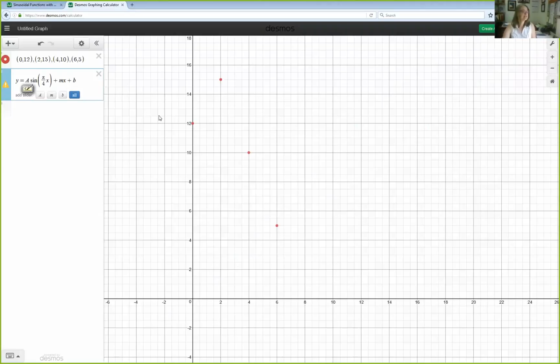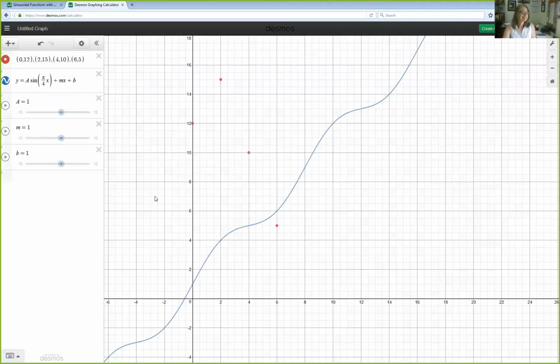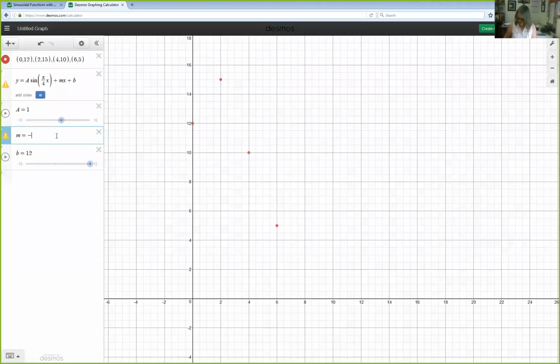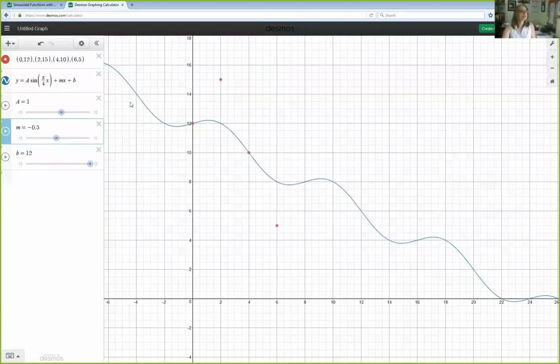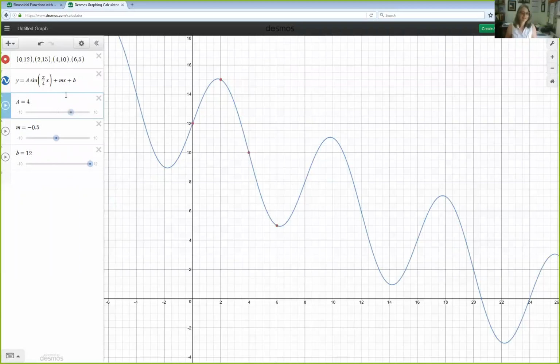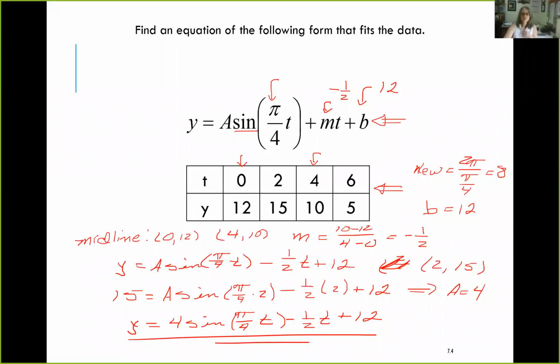Add in all those sliders. Okay. Let's start with b is 12. Oh, that's promising. We got that point. Let's go to a slope of -1/2. Ooh, this is looking better. And now let's see if my amplitude's right. Sure enough, I hit all of those points. So using the tools of mathematics, I was able to find a sinusoidal function that would fit this data table. All right.